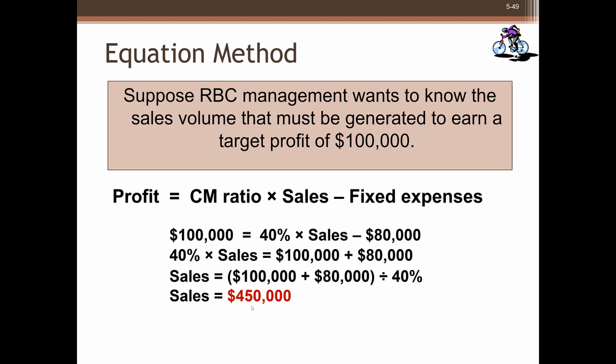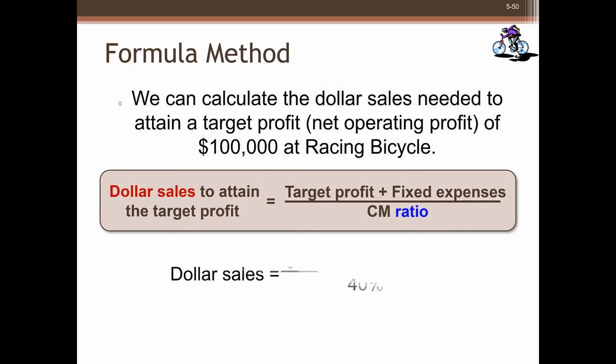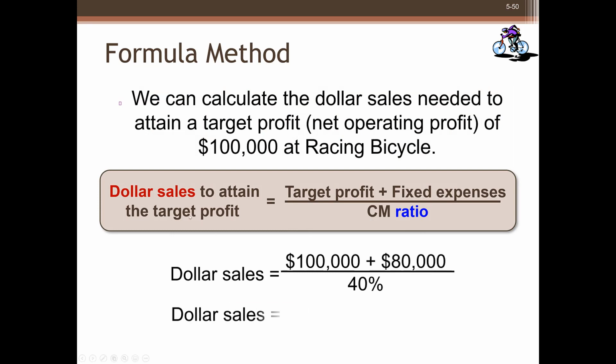Sales should be $450,000. For the formula method, we can get dollar sales directly based on the formula: 100,000 plus 80,000 divided by contribution margin ratio 40%, and then we can get the same number.